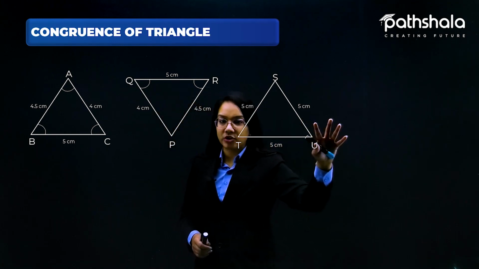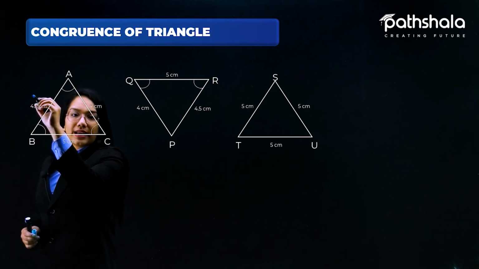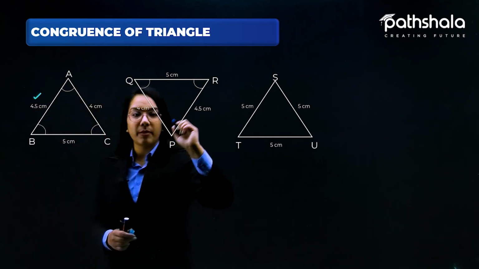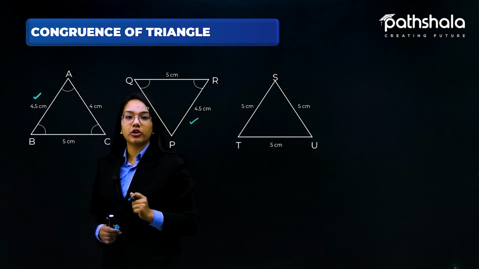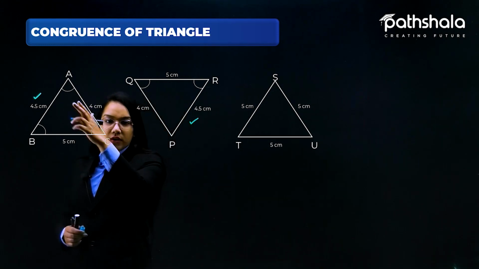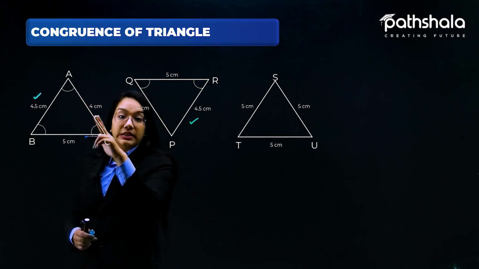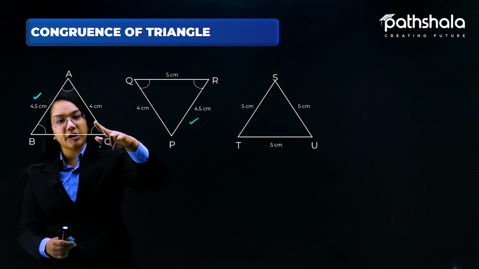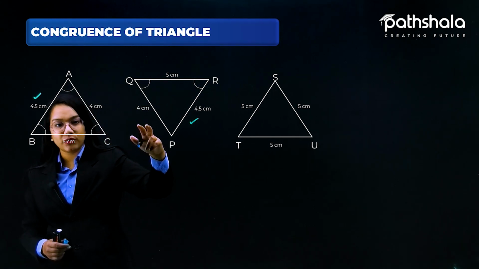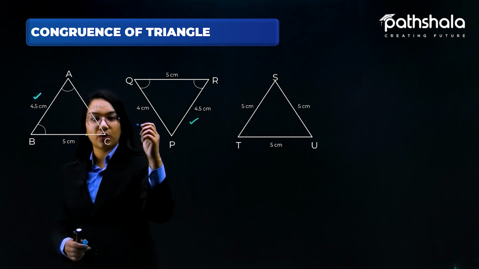Let us neglect this triangle first. Now you can see that the side AB is equal to this side PR. Furthermore, if I see this side AC or CA, which is 4 centimeter, let's see whether there is any side which is 4 centimeter. Yes, there is a side which is 4 centimeter over here.